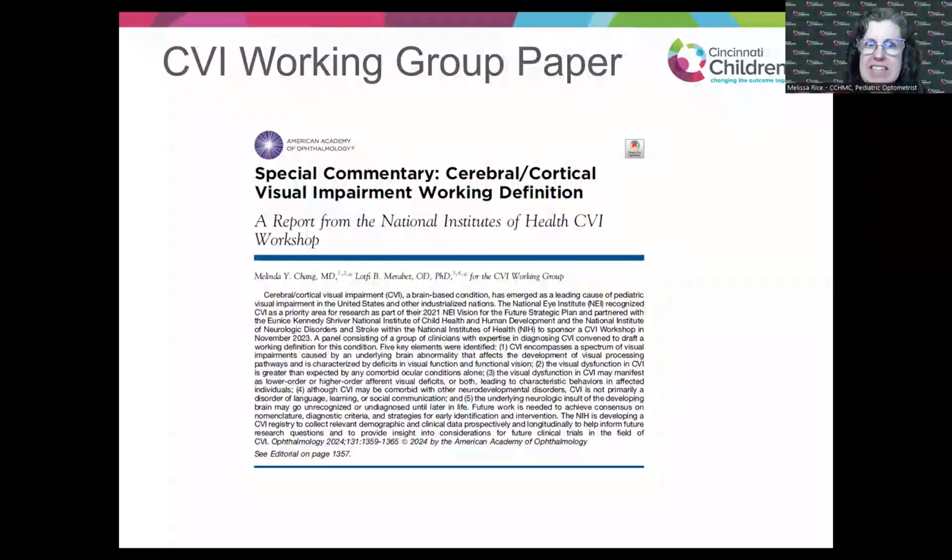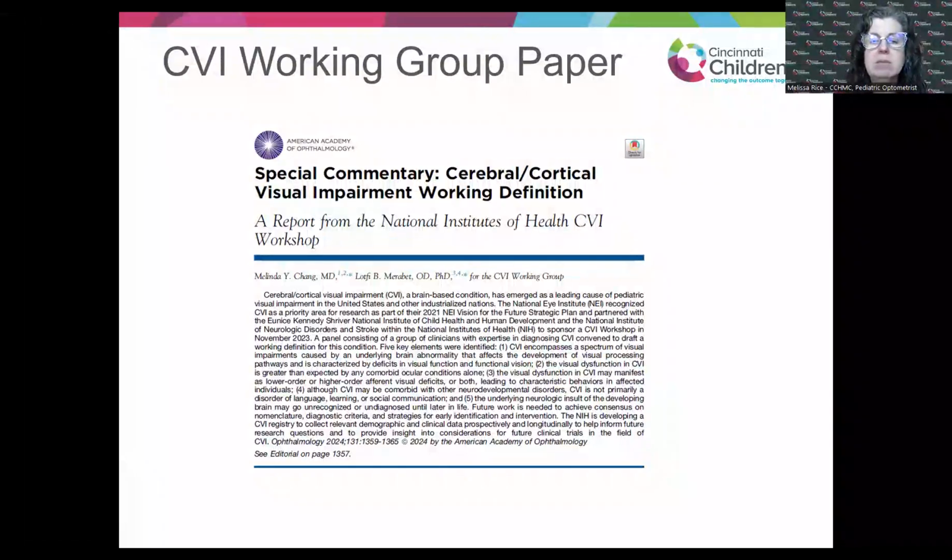Okay, so this is exciting. This came out in mid-November 2024, and 4 members of our team were part of the NIH workshop for this, and the NIH came up with a definition of CVI, and it's kind of long. It's not as concise as the European definition, but basically there are 5 parts: it's a spectrum of visual impairments, and we can send you this article if you like too, that affects the development of visual processing pathways and is characterized by deficits in visual function as well as functional vision, so like processing that visual information.